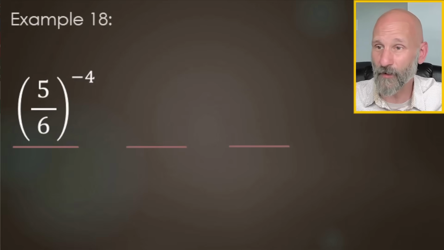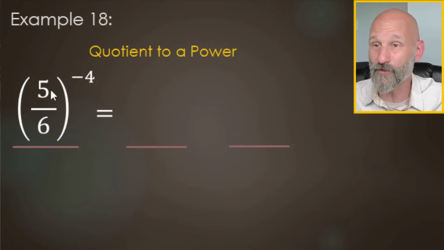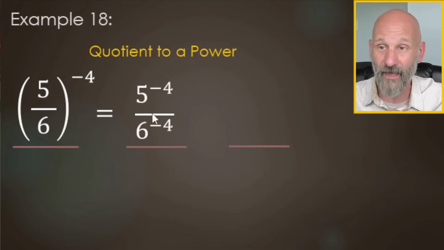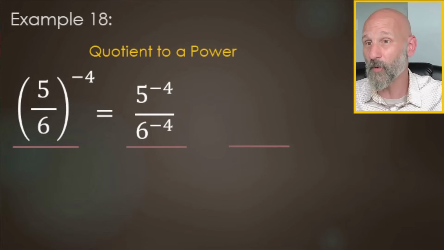Let's look at this example here. Here we have 5/6 to the negative fourth power. So remember, this negative 4 goes to both the 5 and the 6, okay? So we got 5 to the negative fourth and 6 to the negative fourth. So we're trying to rewrite this using positive exponents only.